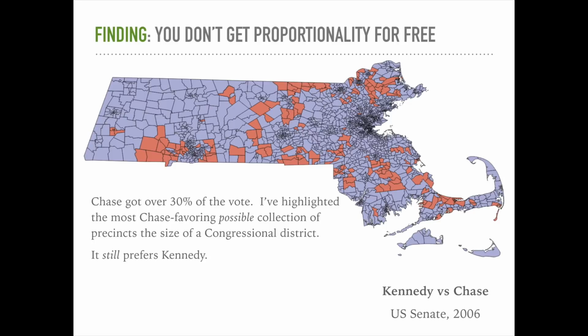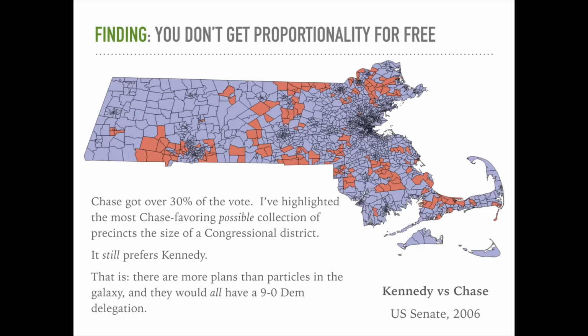Okay, so I hope there's a little surprise there. Let me try to reiterate. Here it is. There are more plans for how to district Massachusetts than particles in the galaxy, literally. Yet every single one of them has a 9-0 Democratic delegation. Every one. So if you thought, based on the intuition that proportionality is natural or desirable, maybe you would have thought that Democrats are gerrymandering Massachusetts. They're locking out Republicans, but it's actually the math that's locking out Republicans in Massachusetts.